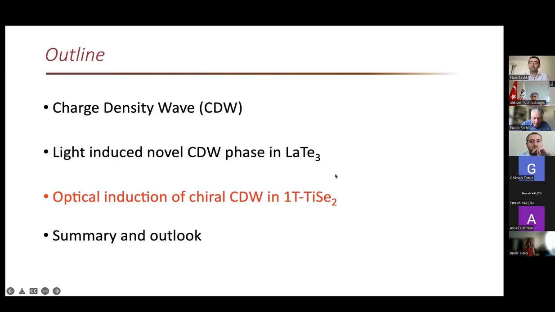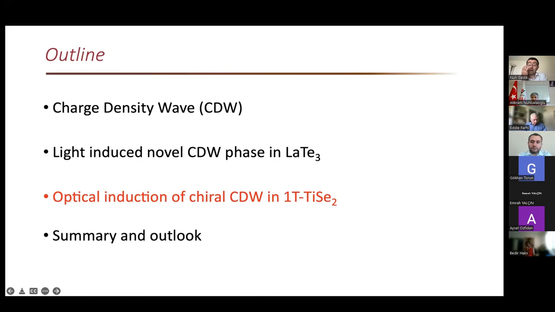So far I've shown you that we can kick with short pulses of light, and on femtosecond to picosecond timescales, we can induce a phase transition. It's transient, so everything recovers if you wait long enough, but it is not destructive. When I kick with the light, I don't do any damage to the sample. Everything is reproducible. Now, in the remaining 5-10 minutes of my talk, I want to show you yet another example.